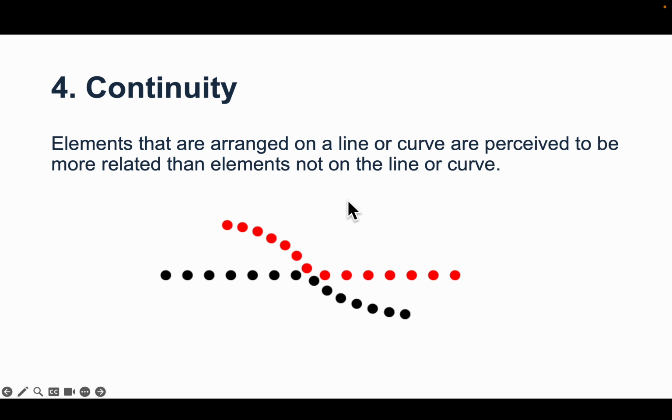So we got a lot of examples of figure and ground. So the next is continuity. Continuity means elements that are arranged on a line or curve are perceived to be more related than elements not on the line or curve. So we can immediately see there's a curved line here, and we can see a straight line here, right? So we do not group those elements by colors, right? We do not group them by red and black. Instead, we group them as a line and a curved line here.